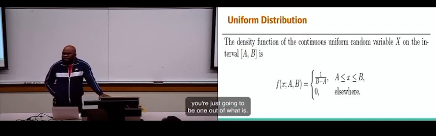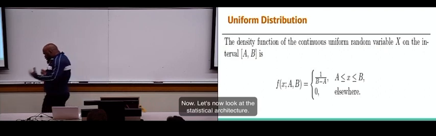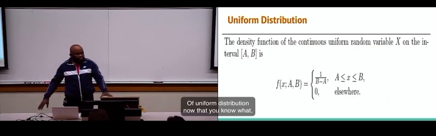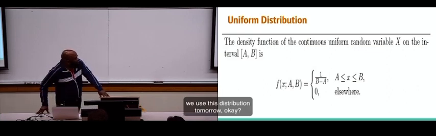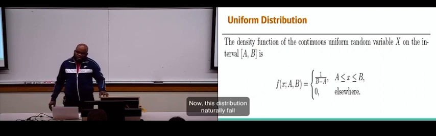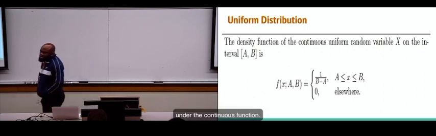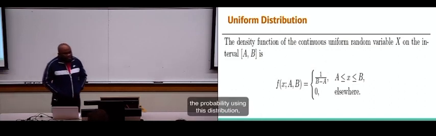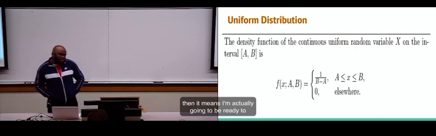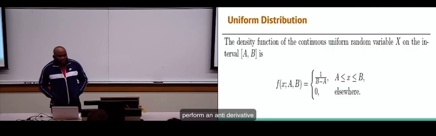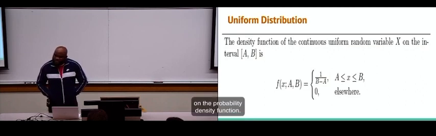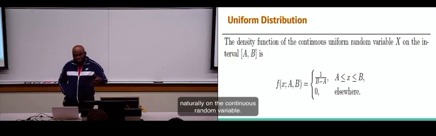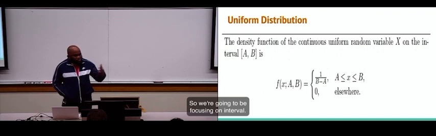So, let us now look at the statistical architecture of uniform distribution. Now that you know what we use this distribution to model, okay? Now, this distribution actually fall under the continuous function. If I'm seeking to get the probability using this distribution, then it means I'm actually going to be ready to perform an antiderivative on the probability density function, because don't forget this distribution actually fall on the continuous random variable. So we're going to be focusing on interval.